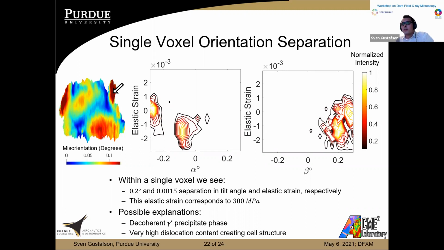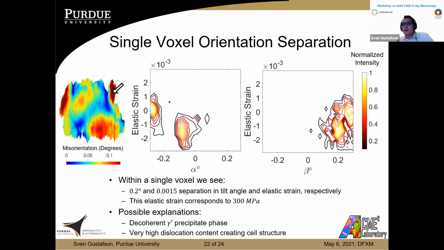Just as a note, that's about 0.2 degree orientation difference. And the elastic strain difference that we're seeing here in the alpha plot corresponds to about 300 MPa. So within a single voxel, we're seeing about a 300 MPa strain or stress difference.